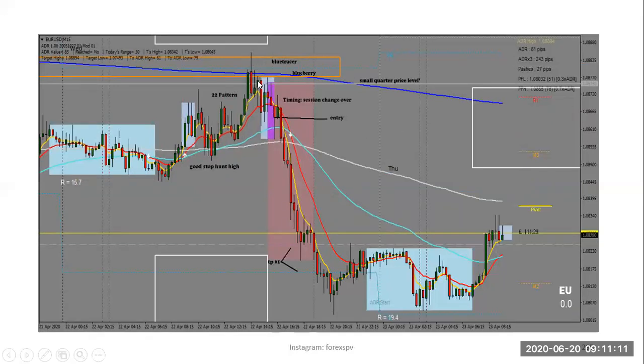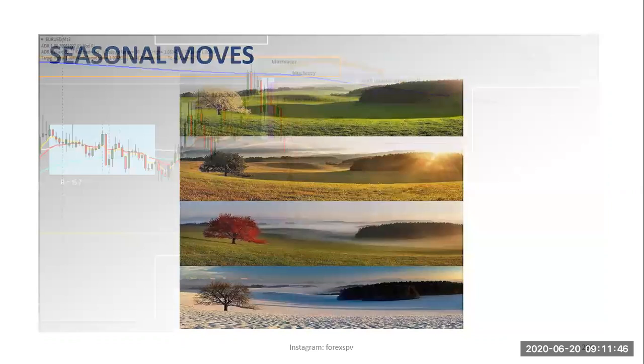And we have the half point here, as it adds to the confluence to this pattern. So we had a blue tracer, we had the blueberry, and we had the half point. So this adds to the confluence that this is a good area to take entries. Okay, I had a very good 3 swipes here and a 22 pattern. The timing is session changeover. So this was a very good trade to take. So that's how I apply the quarter theory.